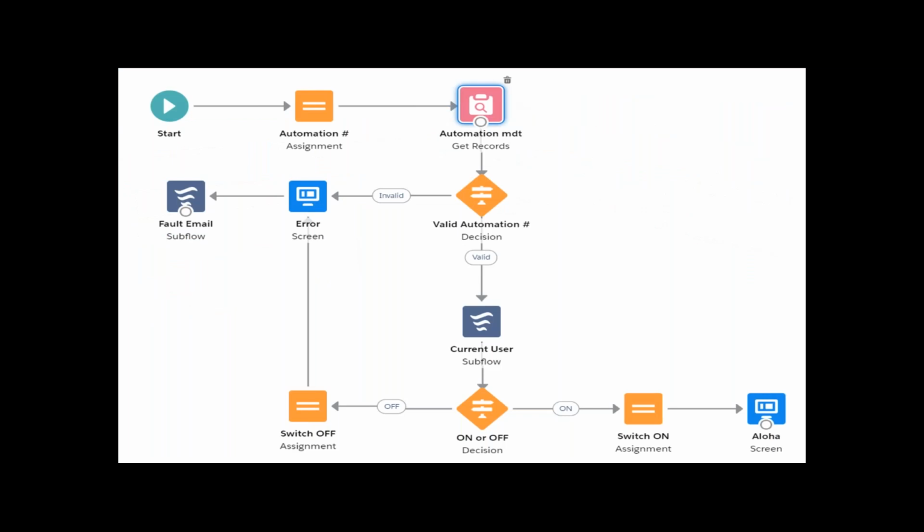So my template, my screen flow template, looks almost identical to the one we saw before. One difference, I've added in a current user subflow. So now, rather than just looking, is it on or off, I want to know what does the user record say? And now match that.